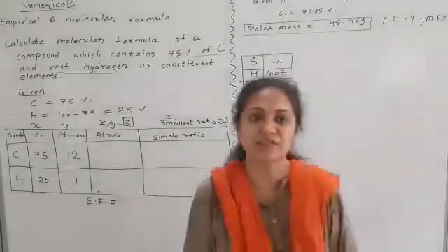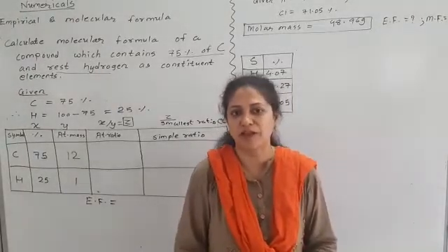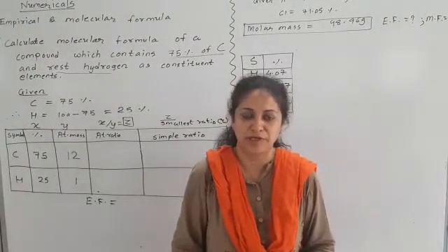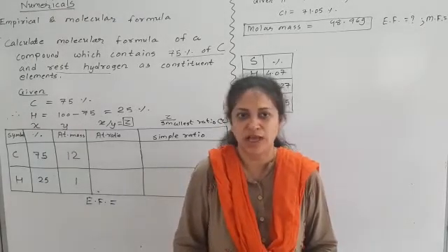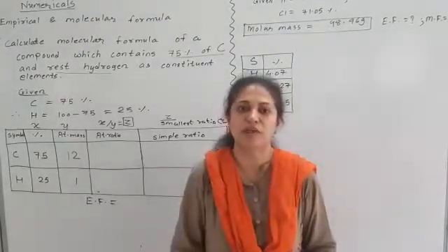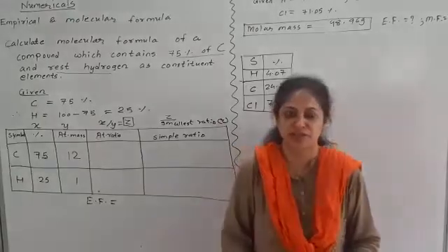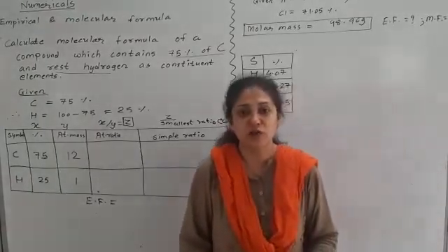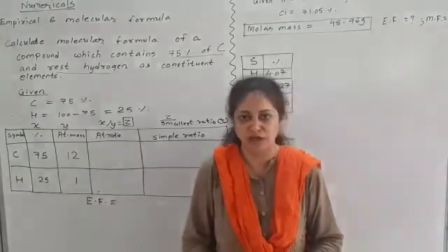Good morning, students. Yesterday in online classes we have seen the concept of empirical formula and molecular formula. Empirical formula represents the simplest whole number ratio, and molecular formula of a substance represents the exact number of atoms of different elements in one formula of a substance. So today we will solve some numericals to calculate empirical formula and molecular formula.